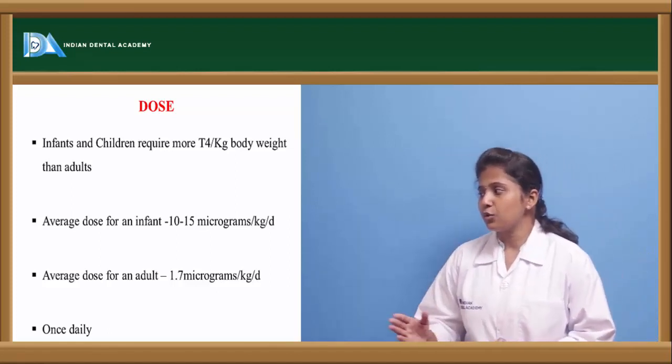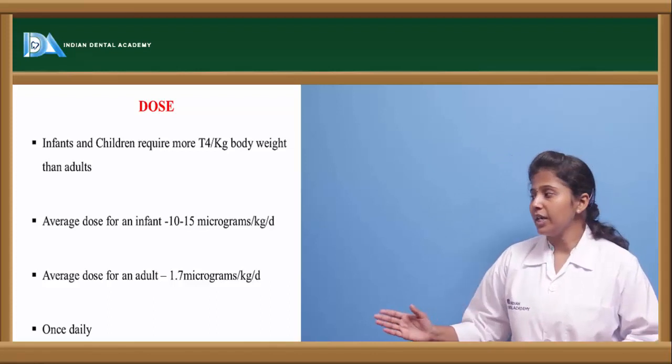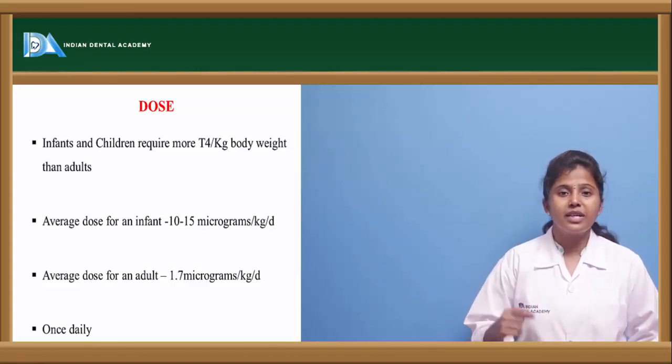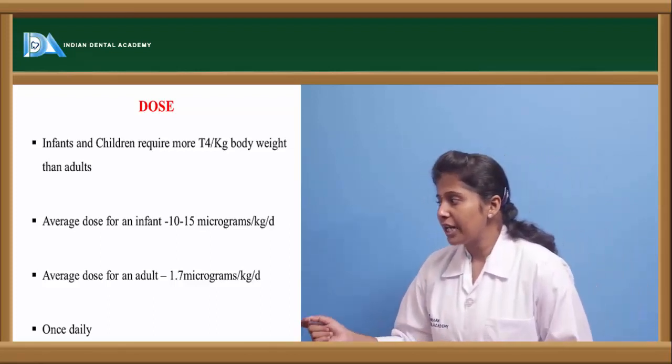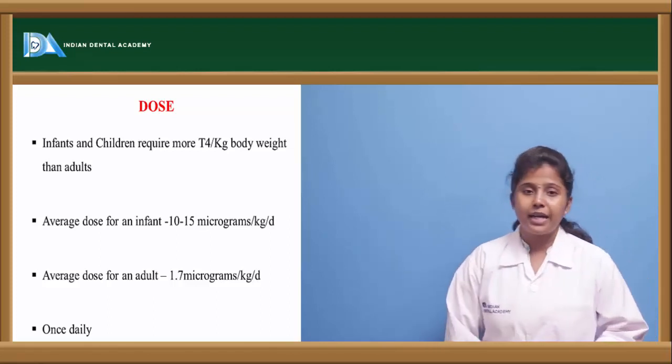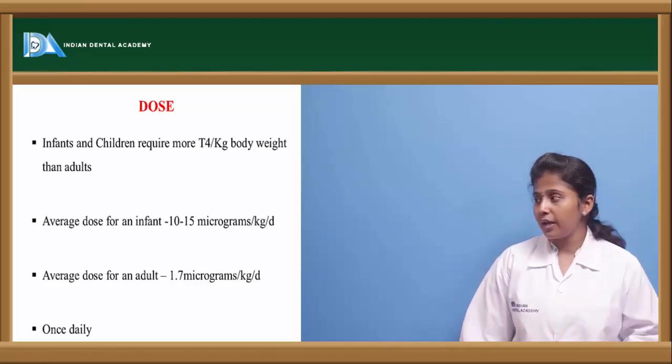On average, an infant should be given a dose of 10 to 15 microgram per kg per day. So based on the body weight, the dose is administered, and for adults it is given in the dose of 1.7 microgram per kg per day, and it is recommended to give once a day.